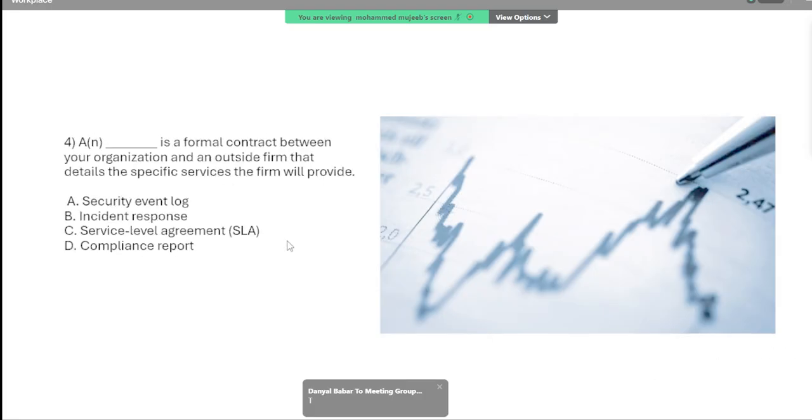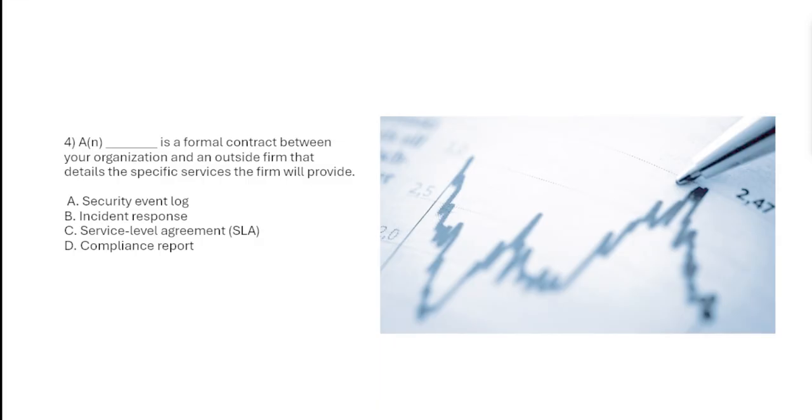Excellent job, folks. Dash is a formal contract between your organization and an outside firm that details the specific services the firm will provide. So, what is the contract? Do you remember anybody? We talked about the contract too. Service level agreement. Absolutely, yes. C is the right answer. Service level agreements. We always do SLAs with the companies, outside firms, when we have any services. Very good.